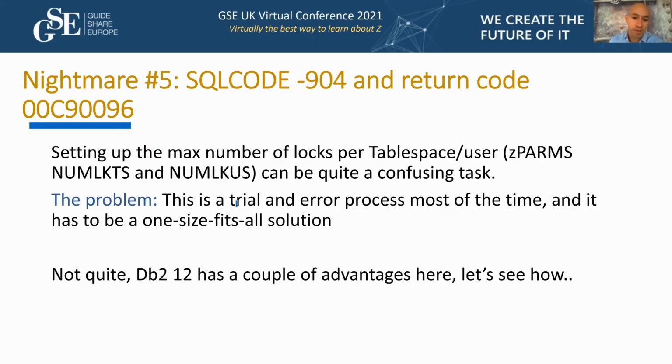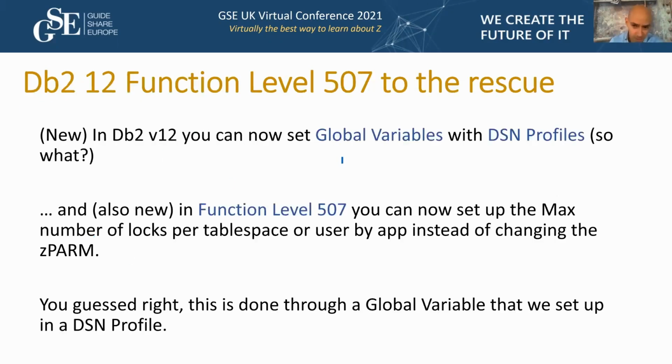You know what I am going to say by now. Yes, DB212. And yes, DSM profiles. Now, DSM profiles allow you to work with global variables in version 12, starting in function level 500. One example is archive tables. You can set up that global variable so that they work with your profiles.